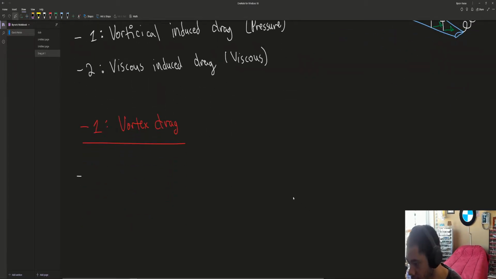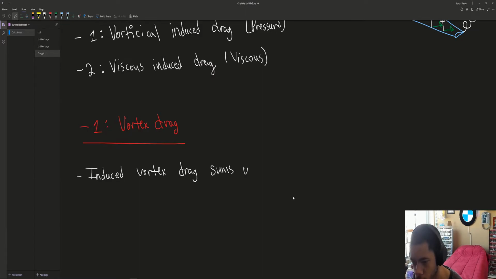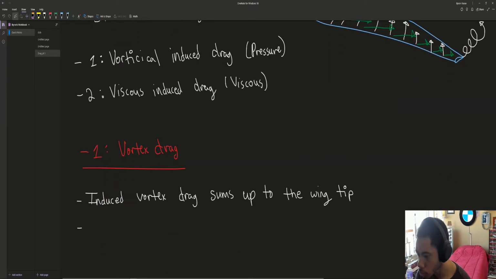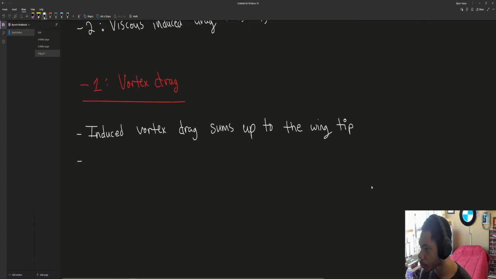So what we get here is induced vortex drag sums up to the wingtip, which is when we see the wingtip vortices. We also find that vortices increase drag.